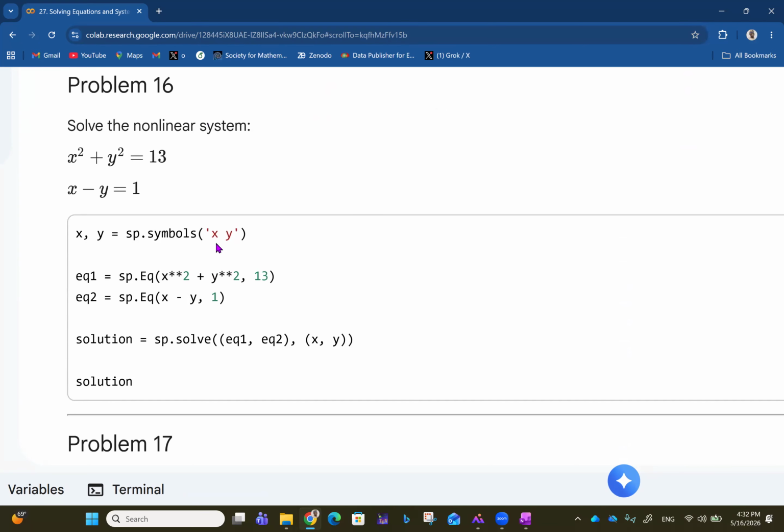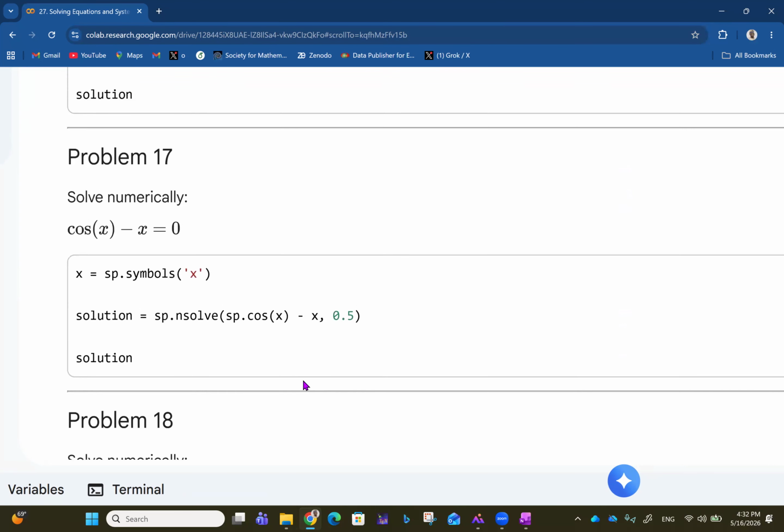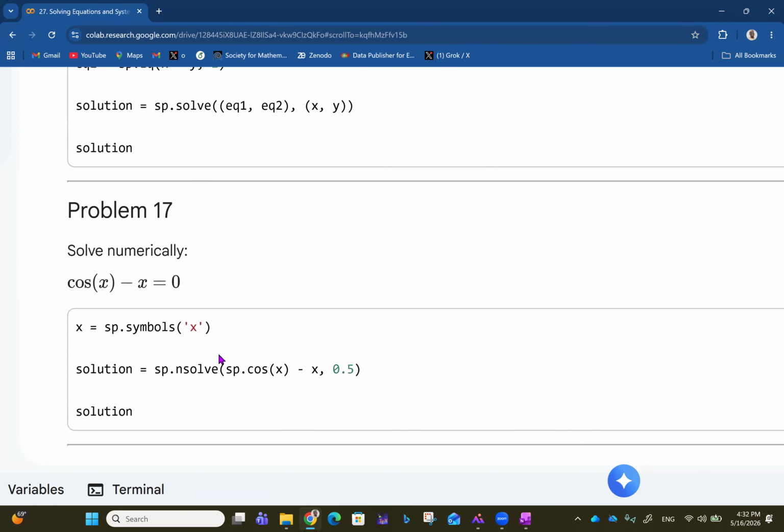Solve the nonlinear system. So here you have SP.solve again, taking care of that. All right, so just copy paste the codes and see how it works, and then you can tweak it to see what you get. You can also solve numerically. You have all of this when you solve numerically. This is the setup for that also.